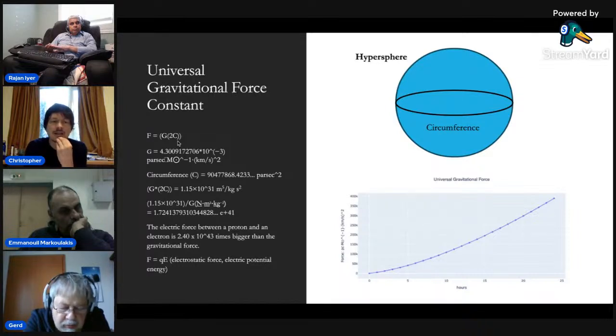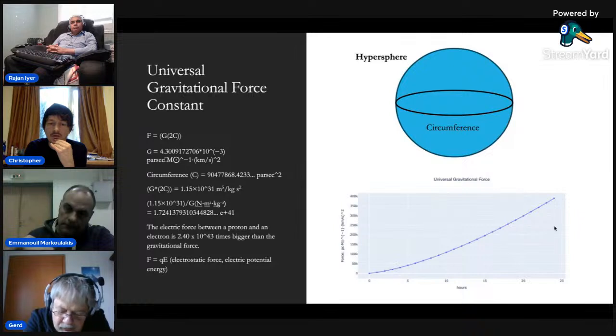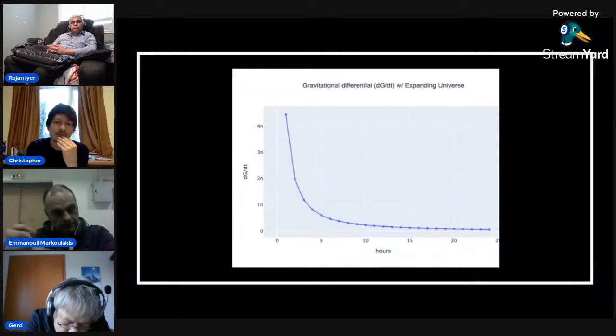But then if the universal gravitational force is, in a sense, proportional to the circumference area, and we know that the hypersphere expanded from the beginning of the universe up to its current size, then we can extrapolate backwards, in effect, to see what the changing universal gravitational force would have been throughout history during the 24-hour period of the expansion, which is the sort of time limit I'm putting on it. Okay, so we'll skip that.